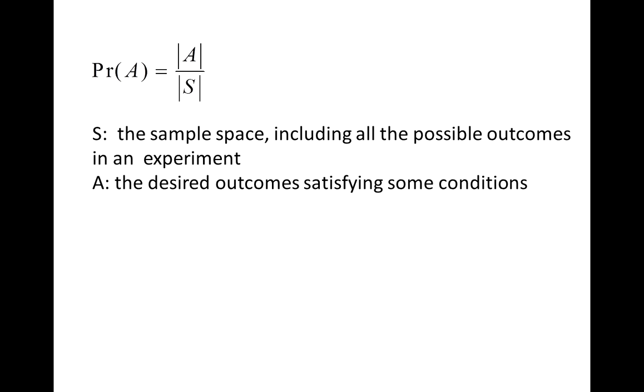Here, S is the sample space. It includes all the possible outcomes in an experiment. A is the desired outcome. It should satisfy our requirements on an event. So, in order to calculate the probability of an event, we need to count the size of A and the size of S.